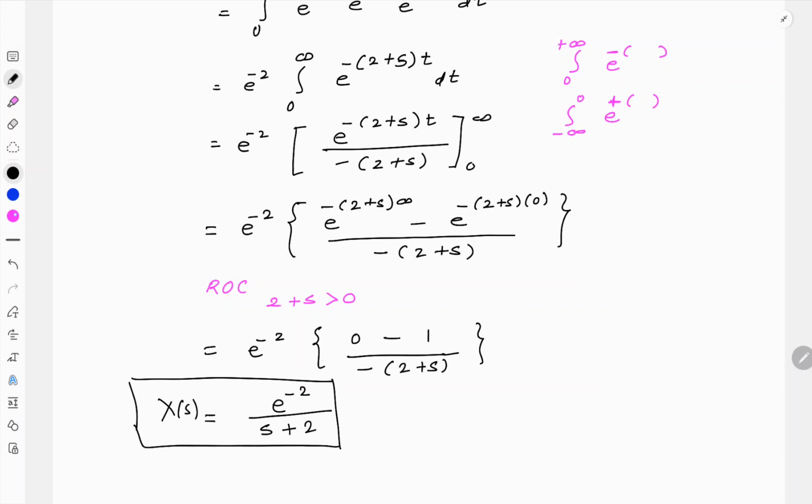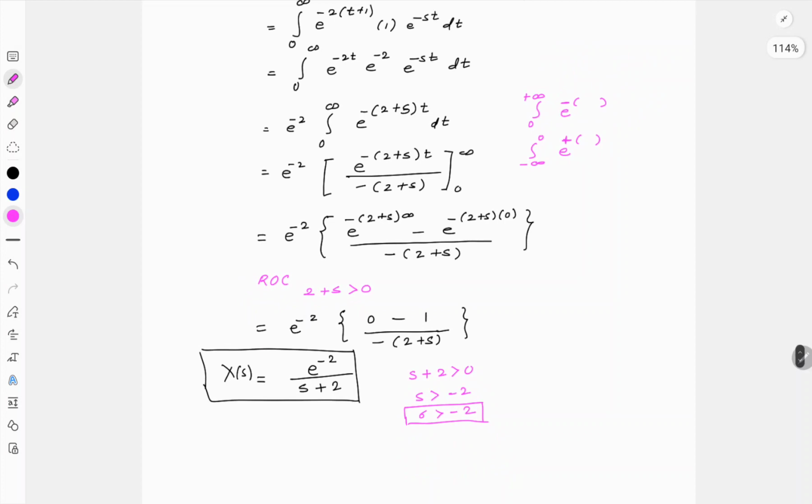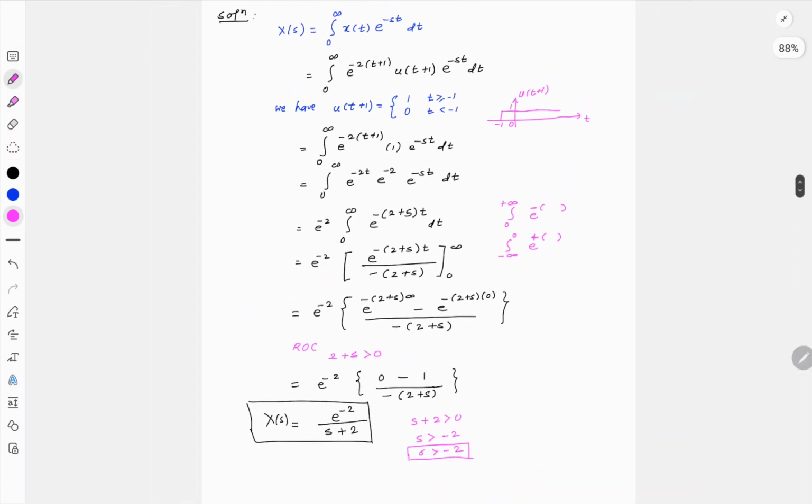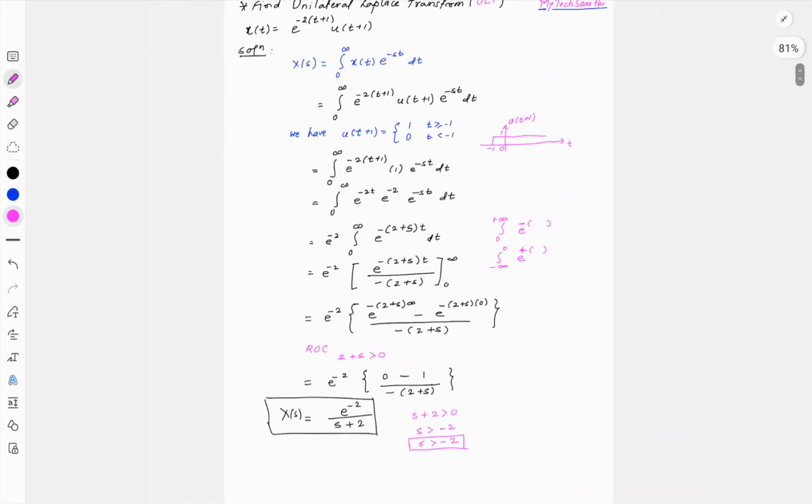with ROC s plus 2 greater than 0, which simplifies to s greater than minus 2, that is sigma greater than minus 2. So this will be your ROC. So in this way we can solve the example on unilateral Laplace transform.